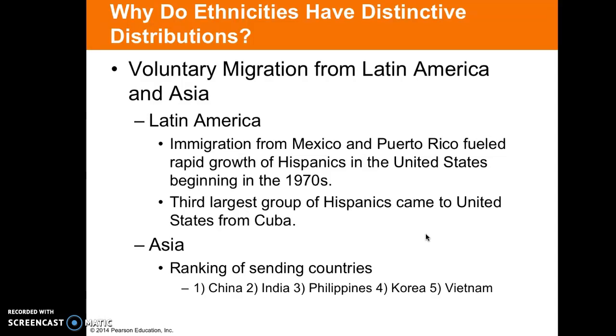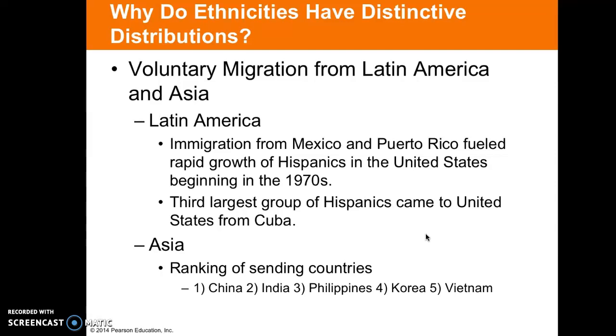because they're political refugees. And then Asia, the ranking of countries that we have migrants from in Asia would be China, India, the Philippines, Korea, and Vietnam. So you should be familiar with these patterns: most Hispanic Americans would have come from Mexico. They might have come from Puerto Rico, which is a United States territory. And then Cuba would have been the third largest group.